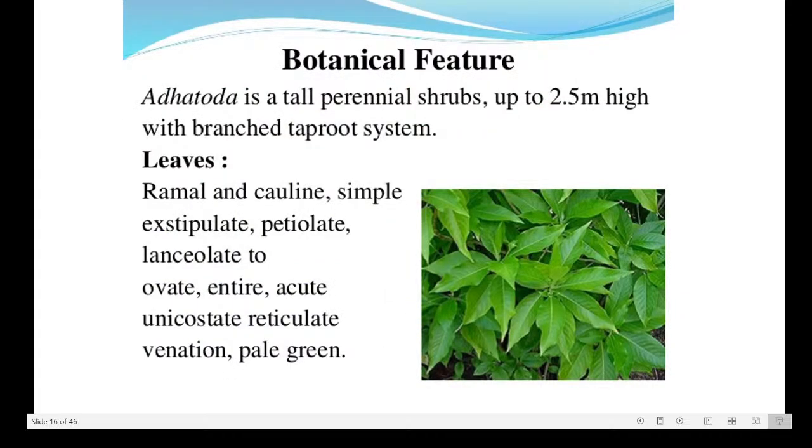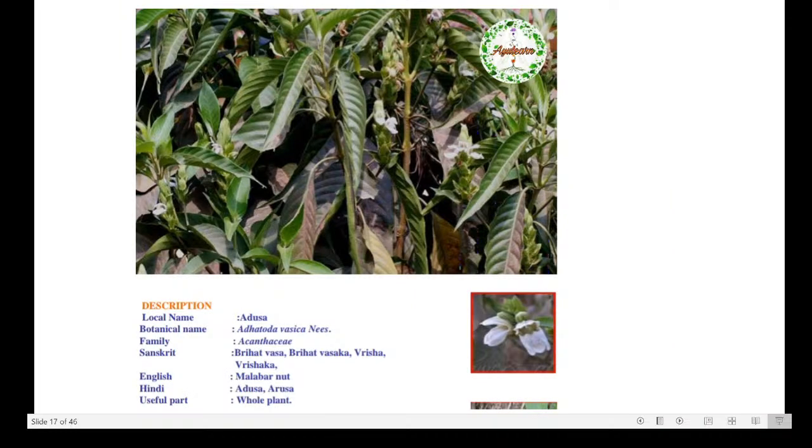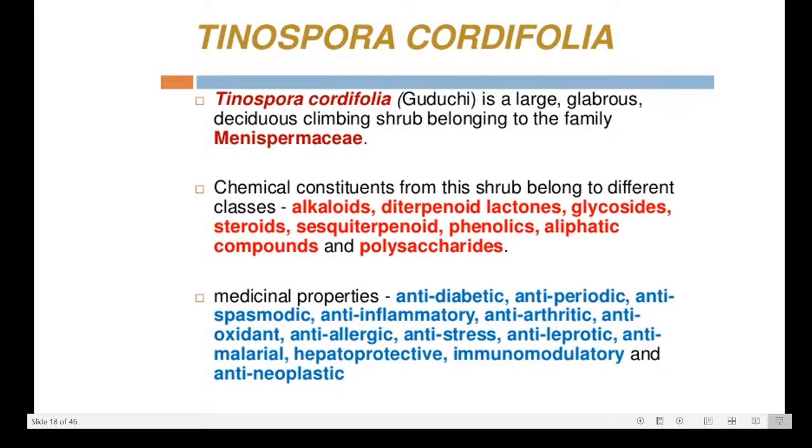This shrub can grow over 2.5 meters in height. Its leaves are about 30 centimeters. These are leaf images for your identification. The whole plant can be used for medicinal applications. It is used for asthma treatment, as I told you yesterday.